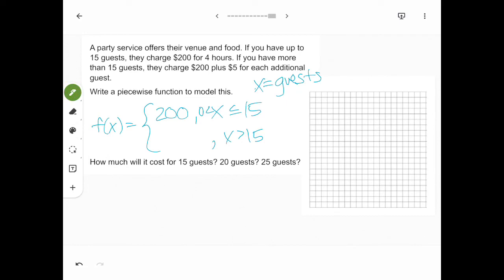So we're going to do similar math to before. $200 is the base fee, plus 5 for every additional guest. So X minus those original 15 that are included. If I distribute this, 5x minus 75, so my equation is 5x plus 125. Then we're going to go ahead and graph it.